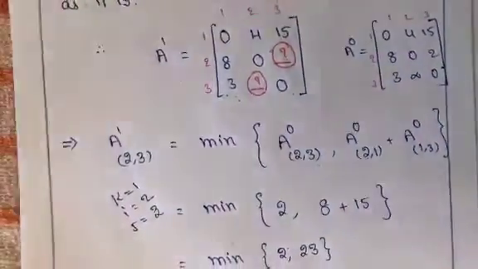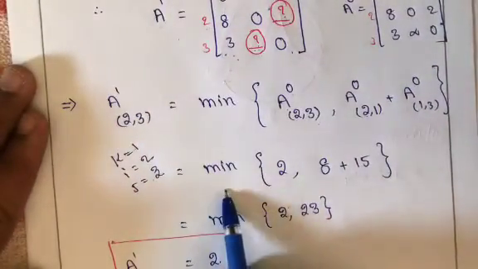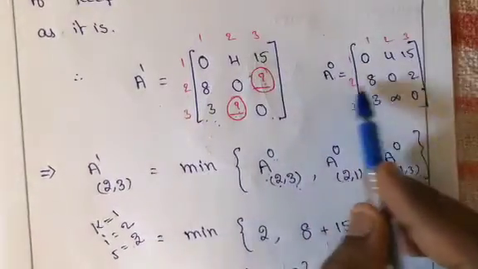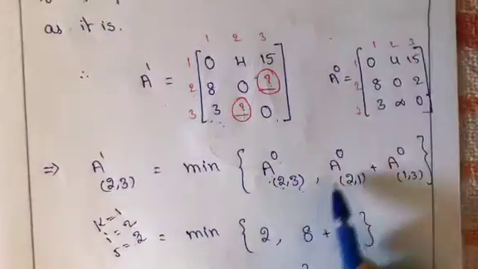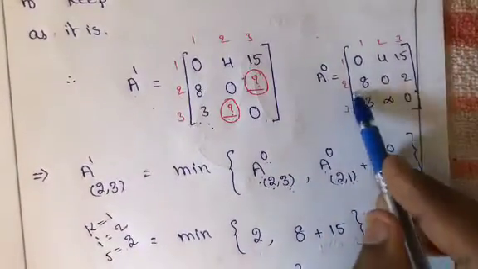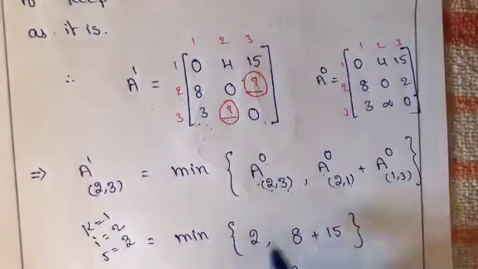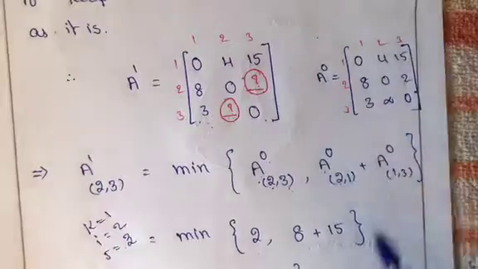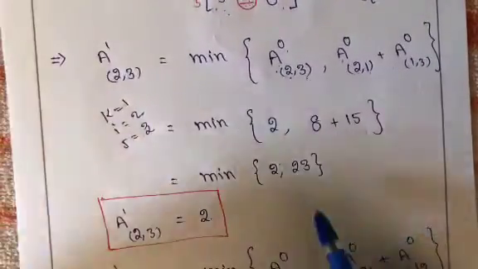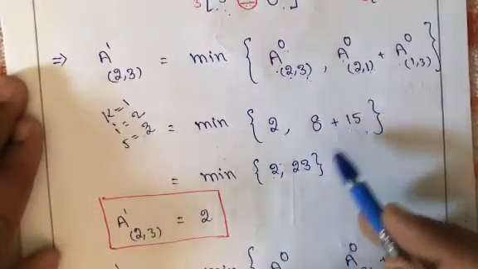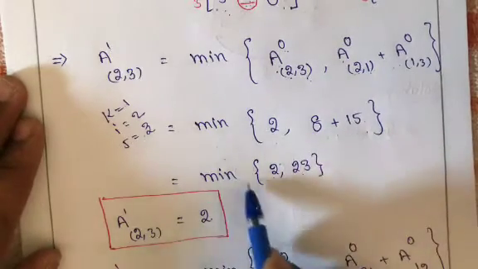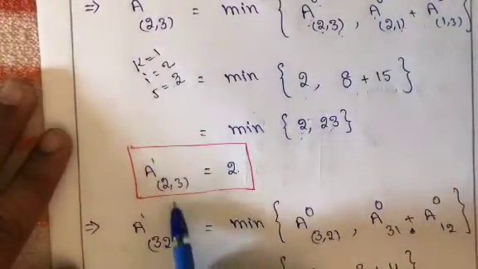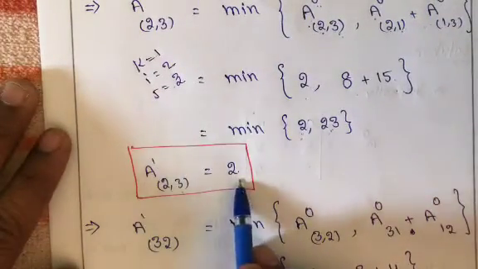Right, so the minimum of A0 of 2 comma 3, that is 2, and A0 of 2 comma 1, so 2 comma 1 is 8, plus A0 of 1 comma 3, that is 15. So 8 plus 15 is 23. The minimum of these two values is 2, so therefore A1 of 2 comma 3 is 2.